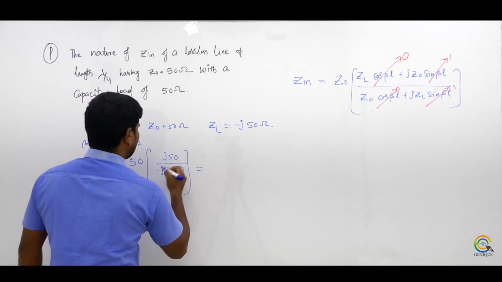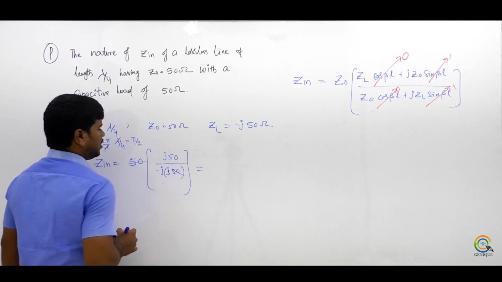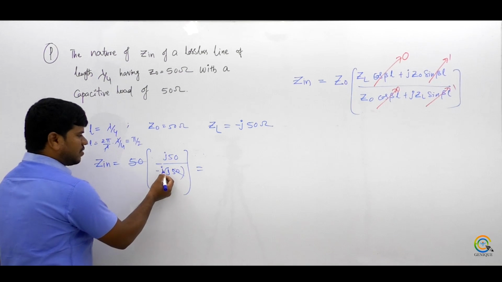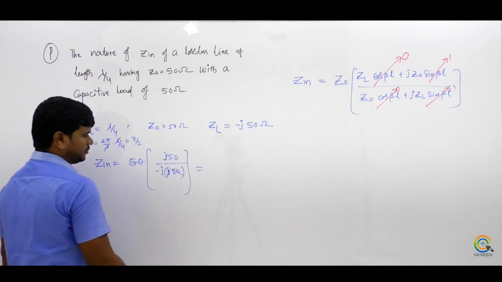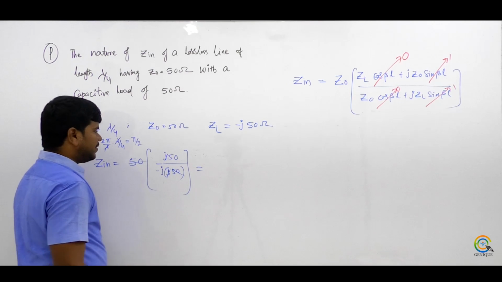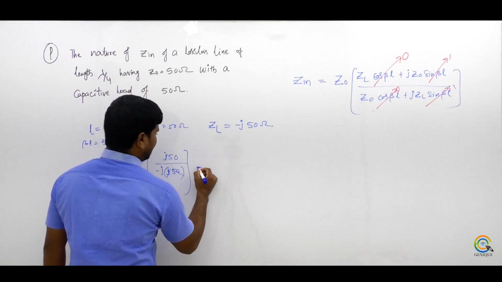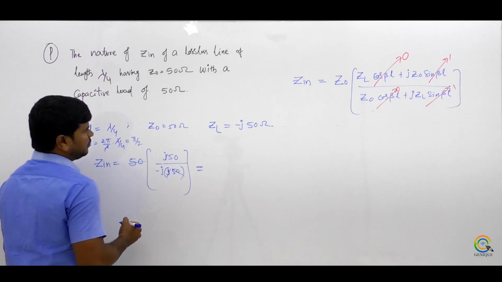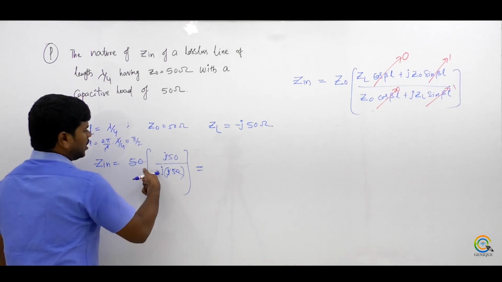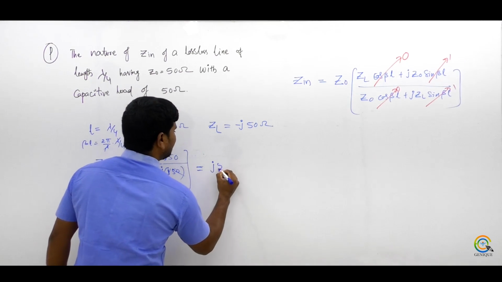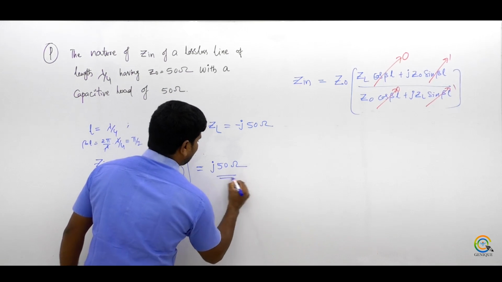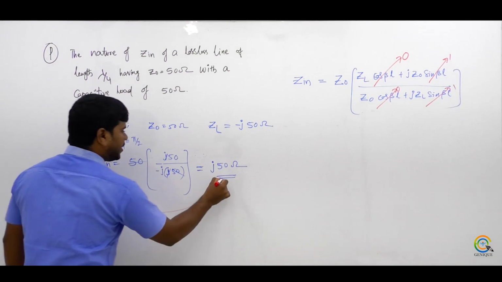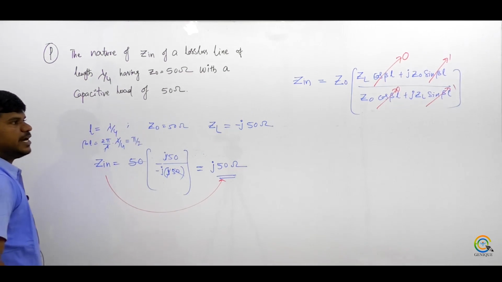So 50 gets cancelled. If you observe, j square, one j gets cancelled. The minus j goes into the denominator and becomes plus j. Now you will get plus j50 ohm. So this plus j50 ohm is the input impedance.